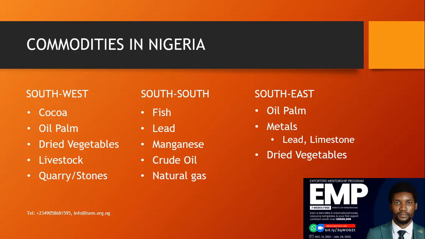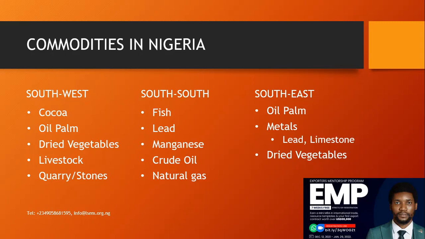The first geographical area for Nigeria is the southwestern part of Nigeria. In the southwest, you can get cocoa, oil palm, dried vegetables, livestock, and quarry stones. Cocoa is abundant in Osun State, in Ondo State, and in Ekiti. You also have cocoa beans there. Oil palm is also very abundant around here. You have dried vegetables, livestock, and quarry and dimension stones.